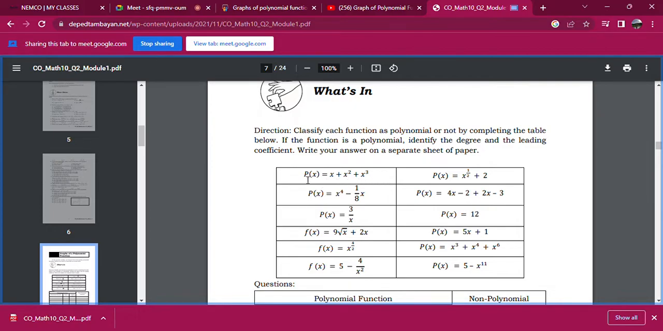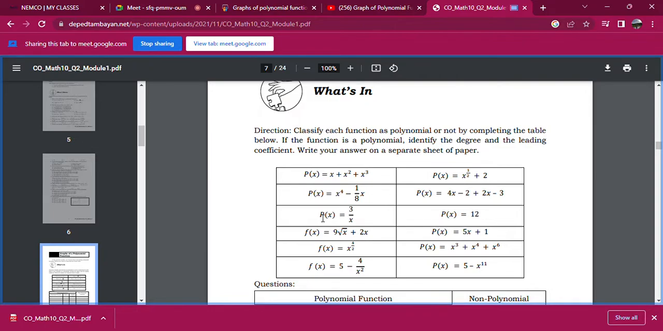So this p of x is equal to x plus x squared plus x cubed. Is it a polynomial function or not? This is a polynomial function. p of x is equal to x to the power of 4 minus 1 over 8x. This is also a polynomial function.